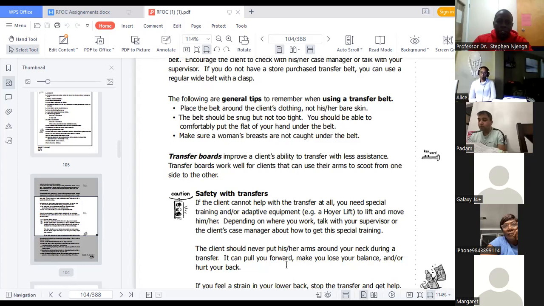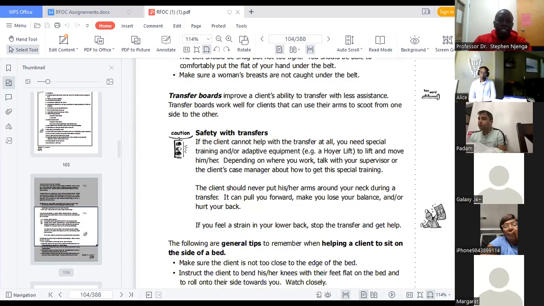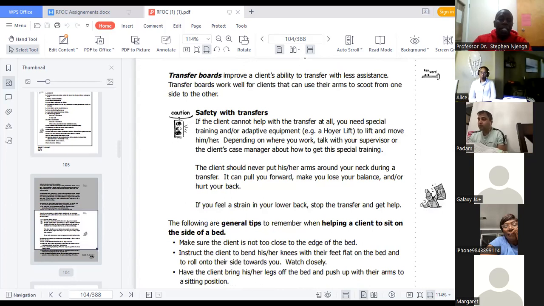So it can pull you forward and make you lose your balance or hurt your back. So not only can it make the client have problems, but it can also hurt you when you move. If you feel a strain in your lower back, stop the transfer and get help. If you feel that some pain has developed as you try to transfer the client, then stop doing it and make sure you call for help.